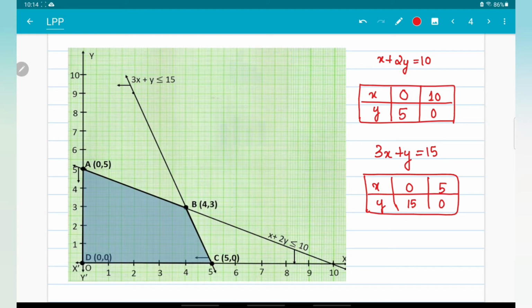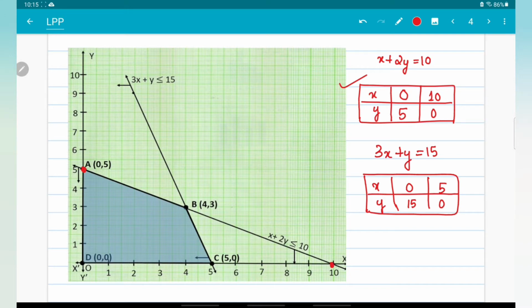So here comes our graph for the question. I've already plotted the graph. Our two equations were these two. Now when we plot the graph, first let's check this equation. The points were 0 comma 5 and 10 comma 0. So where is this point 0 comma 5? It is over here. And then the other point is 10 comma 0, which is over here.